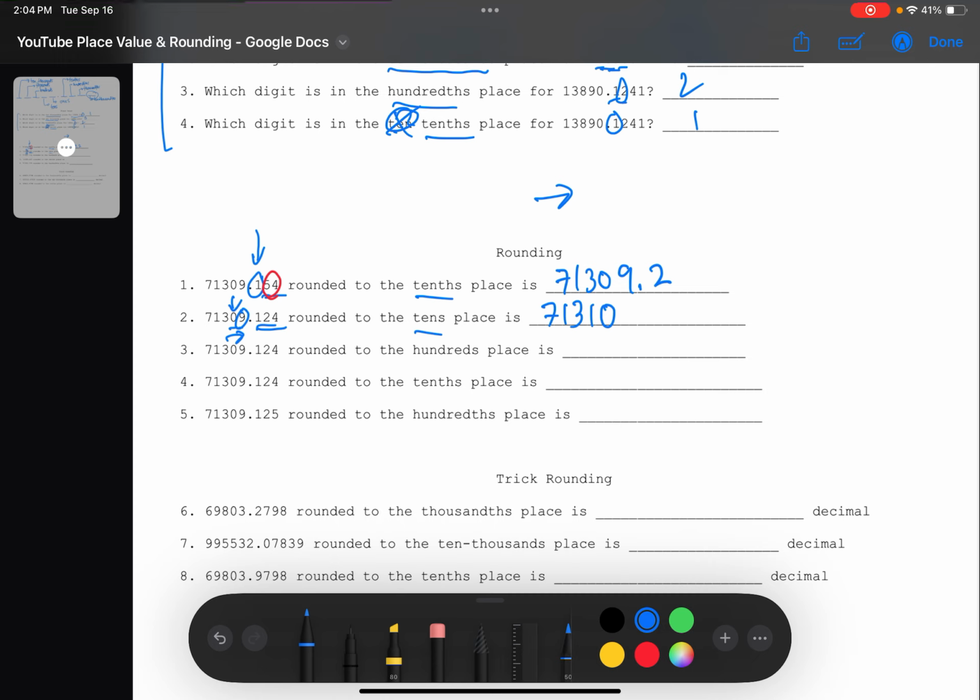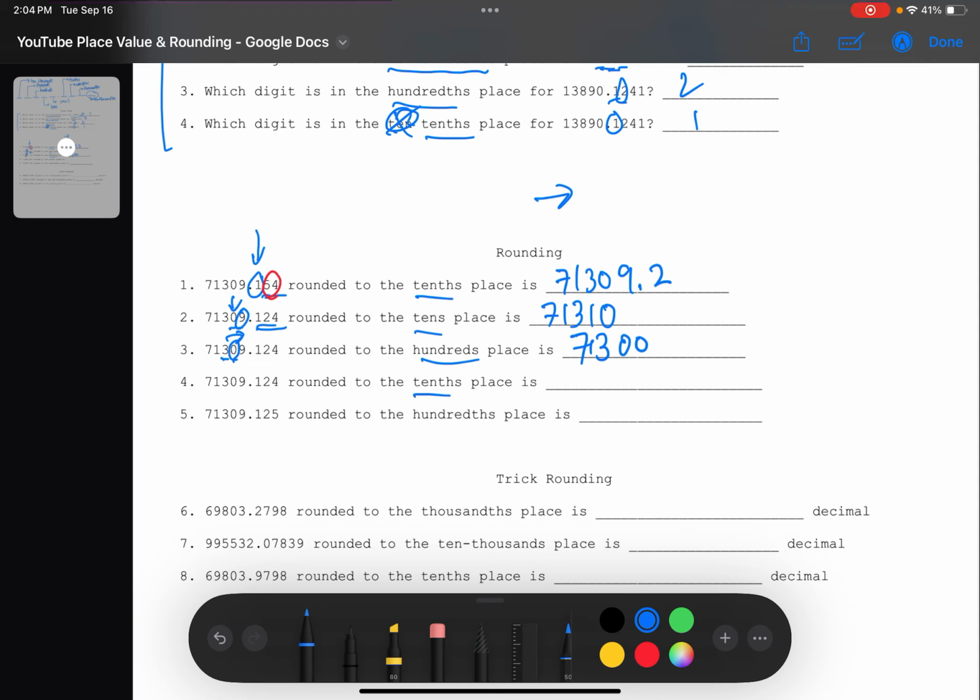Okay. Next one is we're going to round to the nearest hundreds. So the hundreds is the 3. We look at the number before it, which is 0. Since that's less than 5, we're going to keep the 713, and then we're going to write 00 for the other 2 numbers. So we didn't round up.